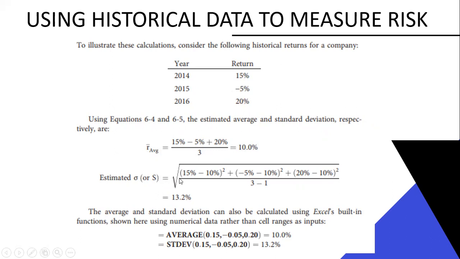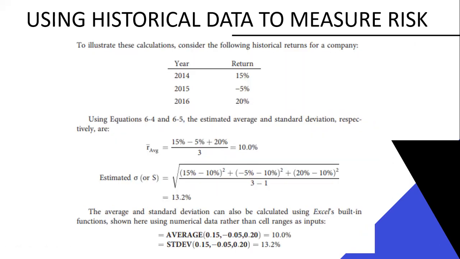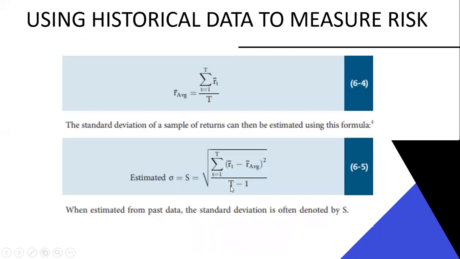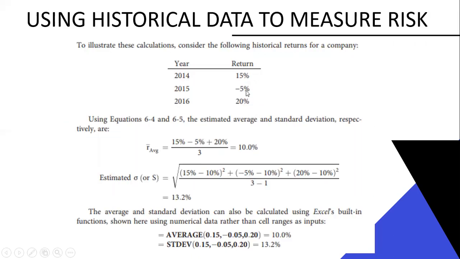Then when you're calculating the standard deviation, you have to take every return and subtract it from the expected rate of return. Since the expected rate of return is 10%, all you have to do is take 15% minus 10%, and you square it, plus -5% minus 10%, you square it, plus 20% minus 10%, you square it. And in the denominator, you have to take t minus 1, where t is the number of occurrences. So it's 3 years, so it's 3 minus 1. Then you take the square root of all of this, and that gives you 13.2%.